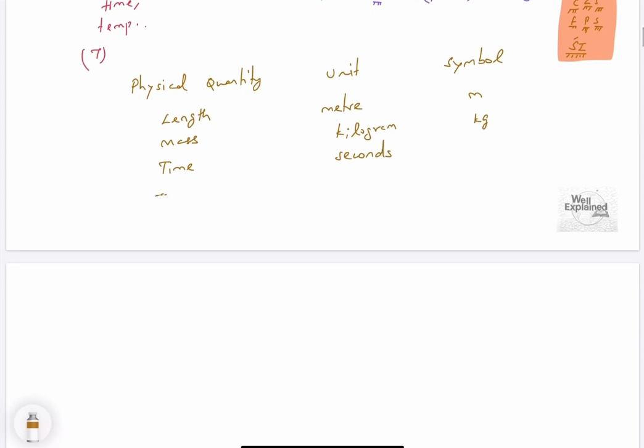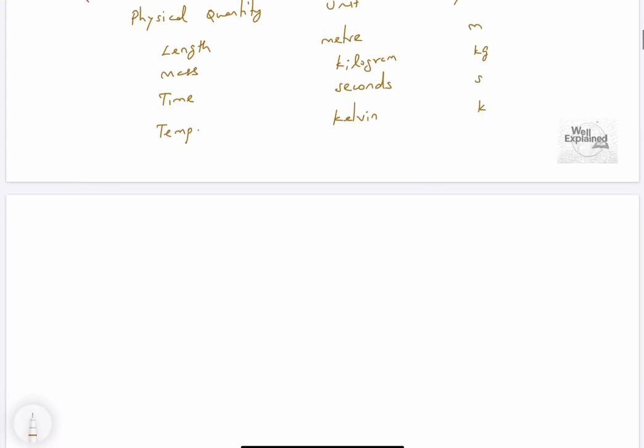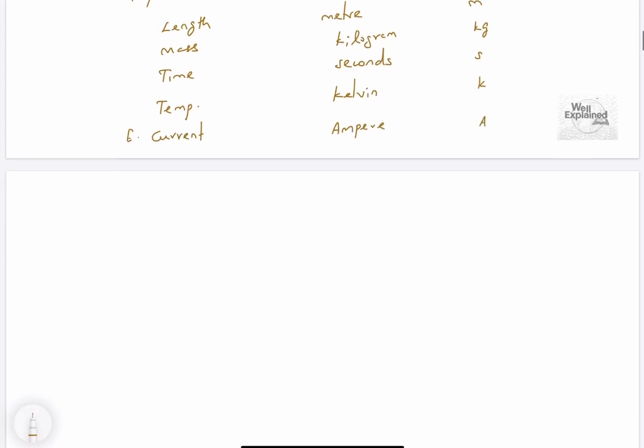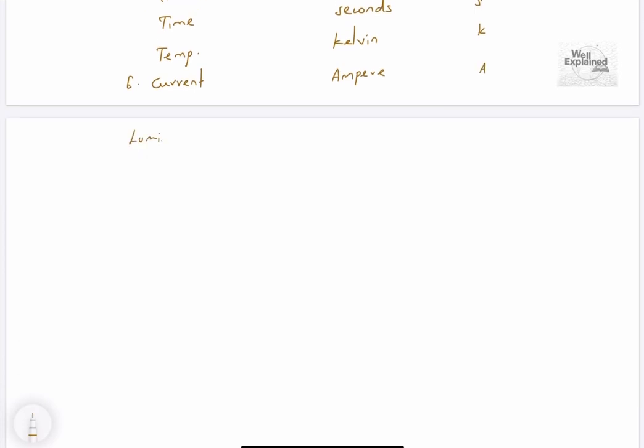And then we have temperature. Kelvin, K. Seconds is s. Right. Electric current, actually. We have ampere, A. Luminous intensity, which is nothing but candela, cd. It's nothing but how much light is focused upon something.